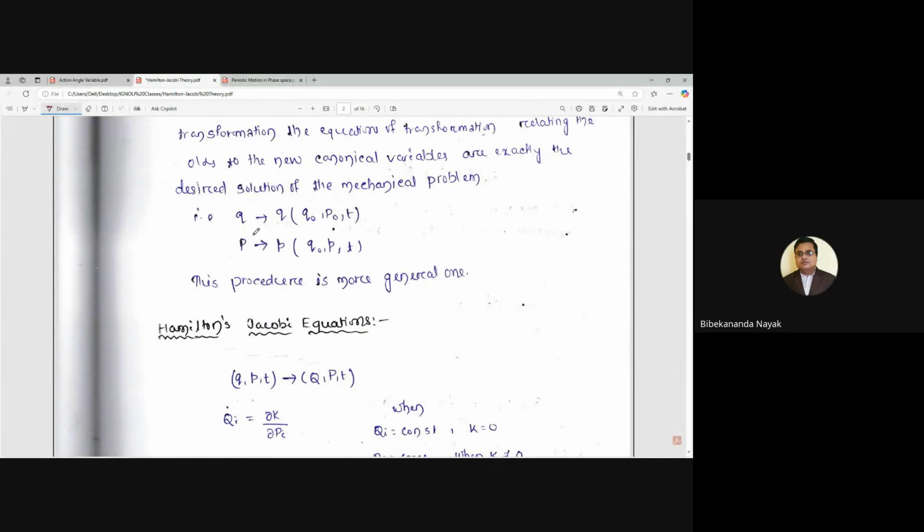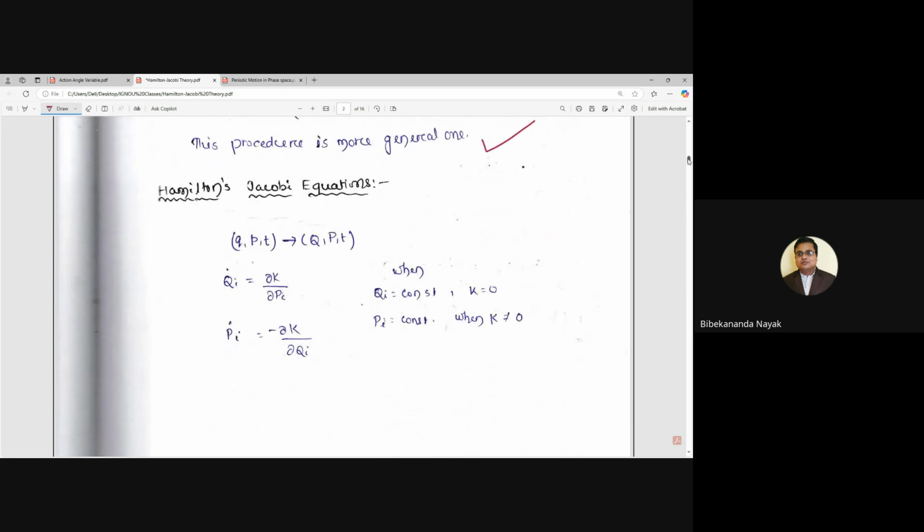So that means the transformation: small q is a function of q0, p0, t. This q0 is actually capital Q, and this p0 is equal to capital P. We transform like this. This procedure is a more general one, and the Hamilton-Jacobi equation follows this procedure.